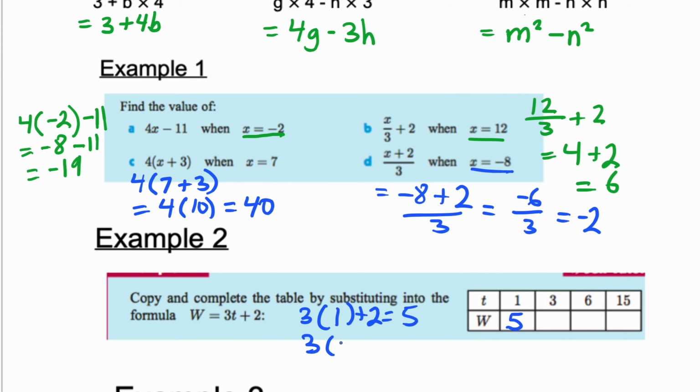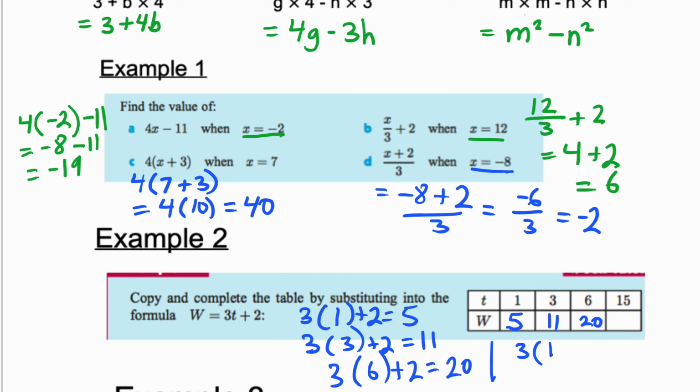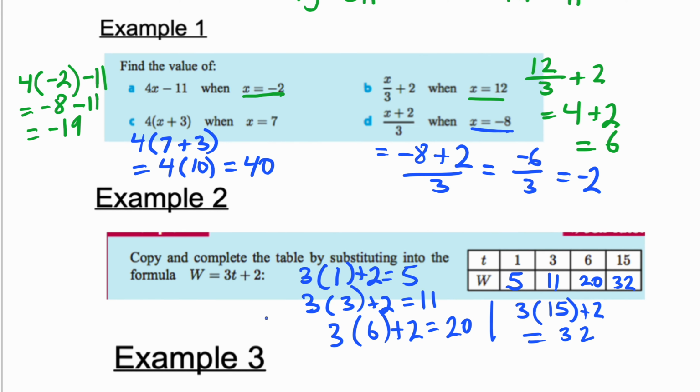And for t equals 3, we have 3 times 3 plus 2 is 11. And for t equals 6, we have 3 times 6 plus 2 equals 20. And for 15, we have 3 times 15 plus 2. That's 30 plus 2 is 32. So you have to use this expression for each value of t to fill in the table.